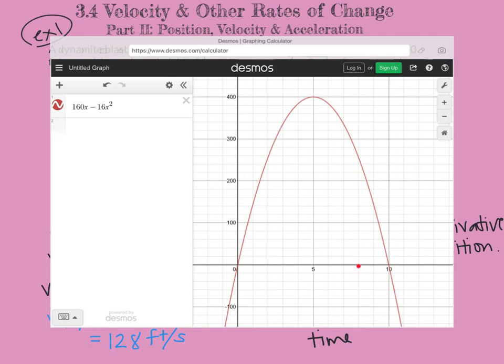At 8 seconds, the height is changing, but it's decreasing over here. That means that its rate of change is negative. The velocity of the rock is negative here. It is falling back down towards the ground. If we were to draw a tangent line here at t equals 8, its slope would be negative 96.